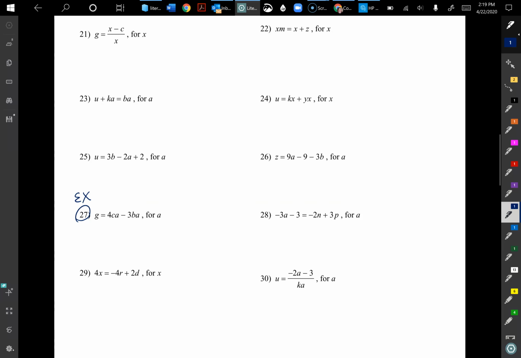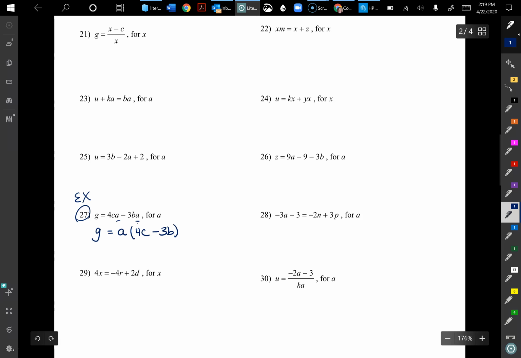So we've got to be careful here because the A is in both of these terms. So I think the best route to go would be to factor the A out. And we haven't done any official factoring, but we can pull A out and we are left with 4C. So it's just reverse distributing what I'm doing here. And then I have 3B on the other end.